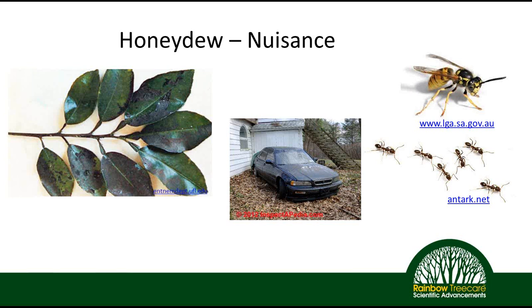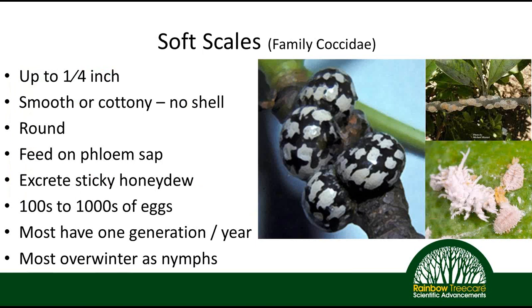But let's back it up a little bit. Let's talk about soft scales, which are one of the two major families that we'll be talking about today. Soft scales are recognizable. They're a little bit larger than hard scales, up to a fourth inch in diameter. They are smooth or cottony, so they don't physically have that shell. Typically, they're round, but they may be covered in a waxy substrate, so sort of a cottony substrate, as you can see on the bottom right picture over here. They feed directly on the flow of sap, which is why they actually produce and excrete that sticky honeydew.